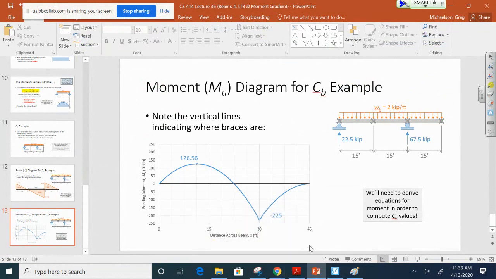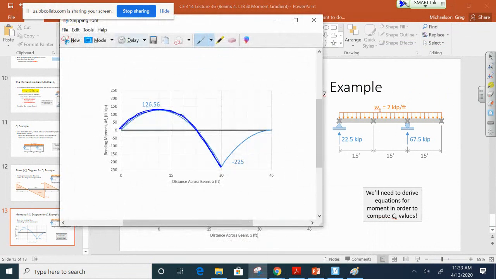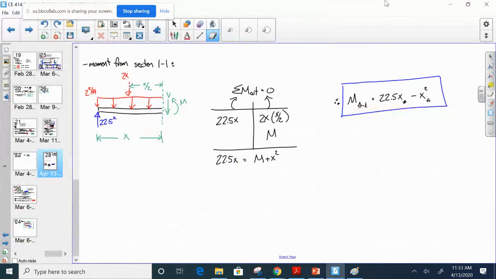All right, it looks like everybody's good. Actually, let me do something real quick. Give me 1 second. So we have this equation here. Let's go ahead and compute the CB value. So let's do CB for the leftmost unbraced segment.